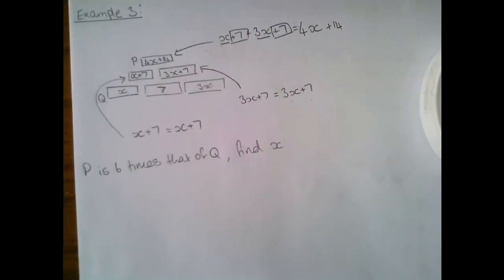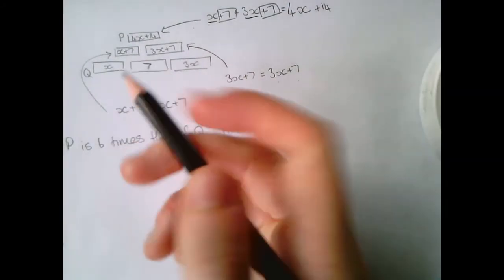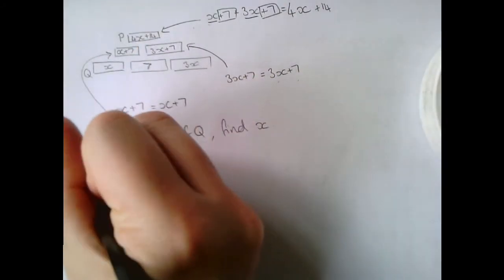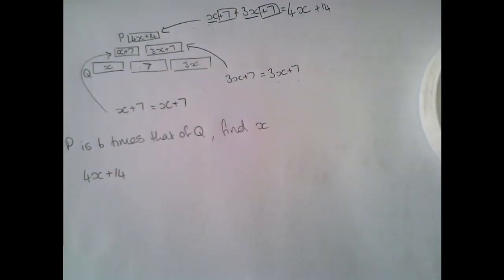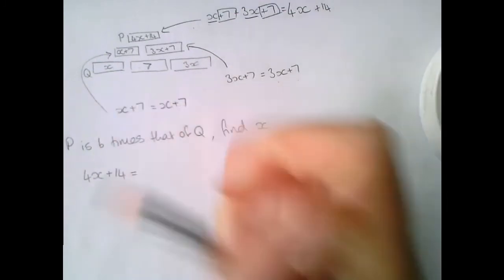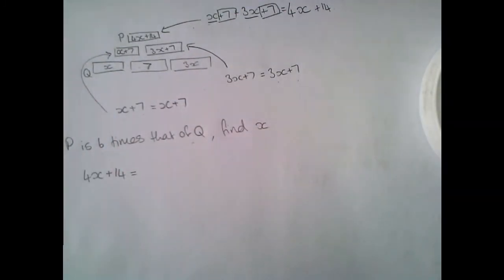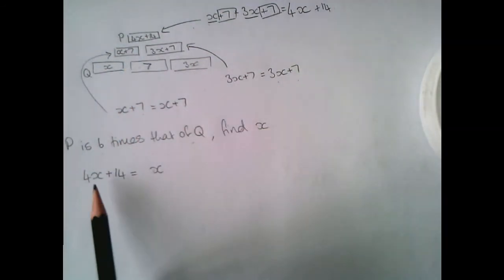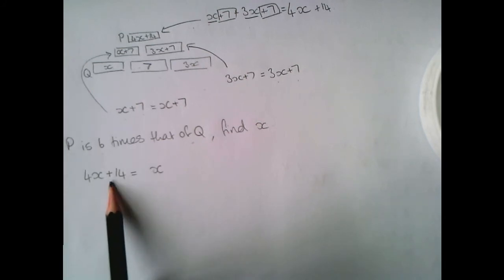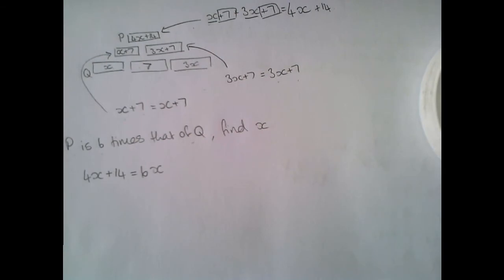So we can look at P, which is here. So 4x plus 14. And we know that that is equal to, so we know that this one's 6 times bigger. So that means we need 6 lots of this one to be the same as P. So Q is x, and we know that P, so 4x plus 14, is 6 lots of x. Sorry, 6 lots of x.